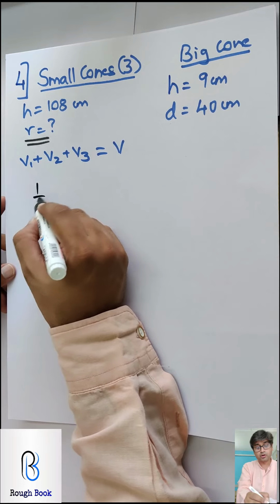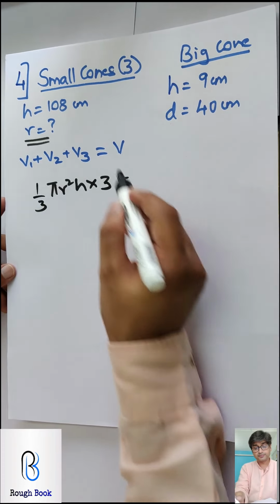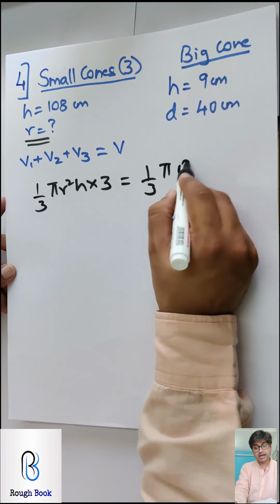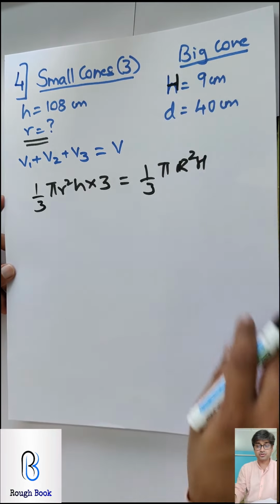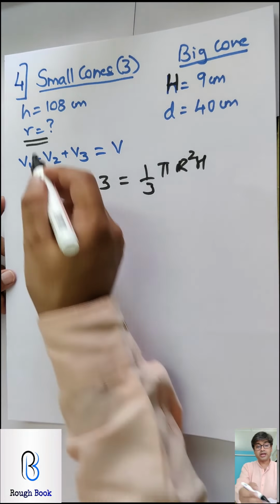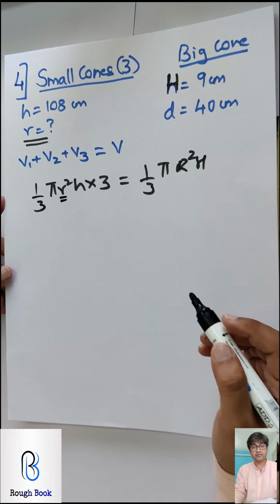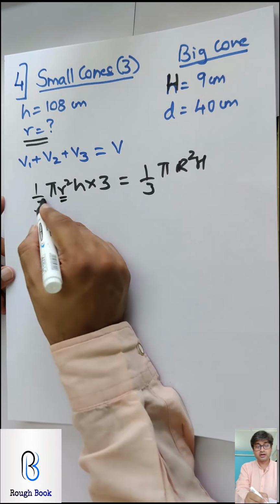So the volume of the small cone, 1/3 pi r square h into 3 cones, equals 1/3 pi capital R square capital H. So let's call this capital H over here, right? So that it's easy to identify. So come on, solve it and you will be able to calculate the radius of the small cone. Pause the video right now, do it on your own and then come back.